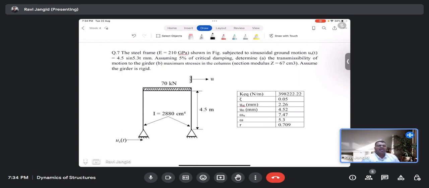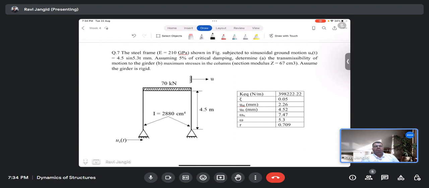So you need to find out the transmissibility in this question. The first question is the transmissibility. Then you need to find out the stress in the columns. Whenever they ask you for the relative, you go to the relative. But whenever it comes to transmissibility, it always means the absolute.